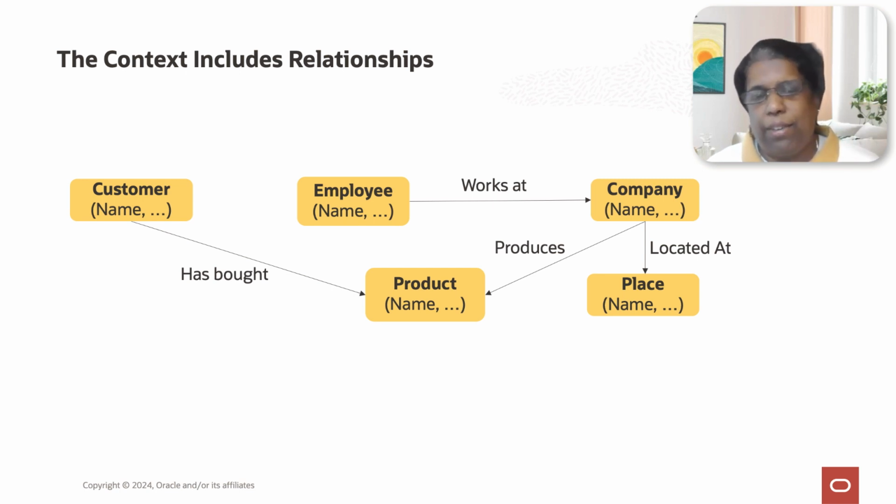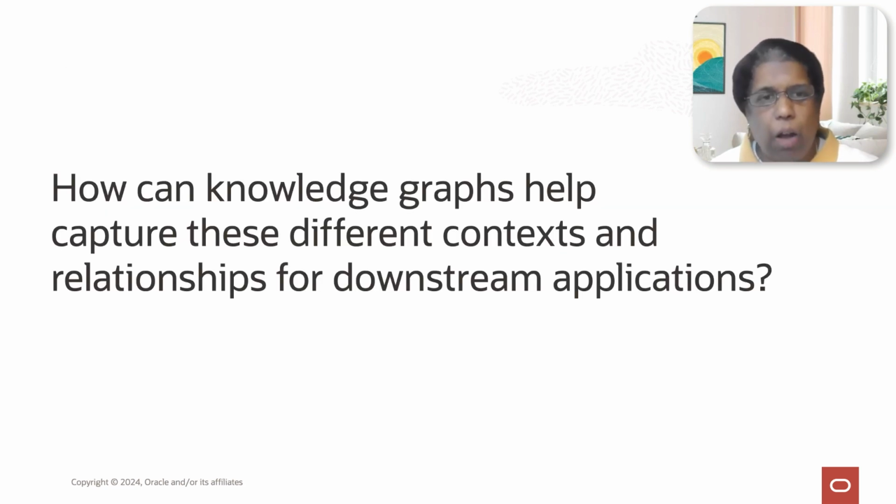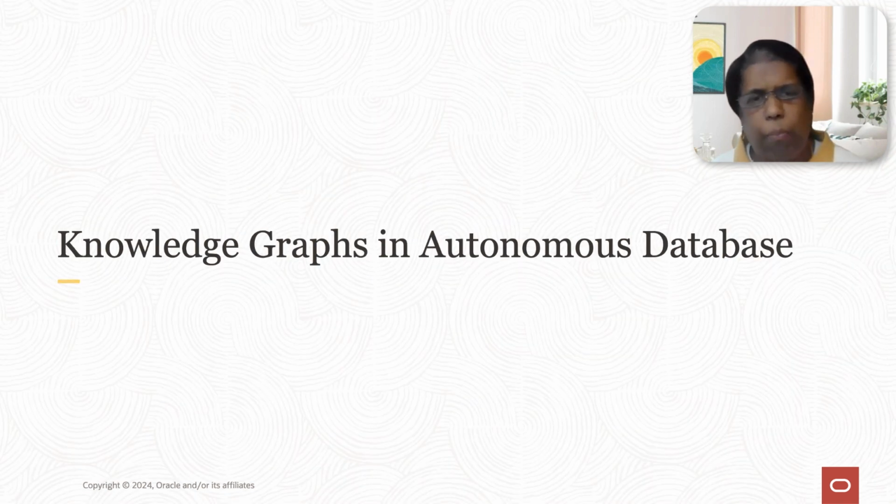So knowledge graphs are really good at capturing this kind of context and relationships between different entities so that applications can use them to basically understand more about the intrinsic meaning of data. So how can knowledge graphs do this in Autonomous Database? So we have comprehensive support for knowledge graphs in Autonomous Database.